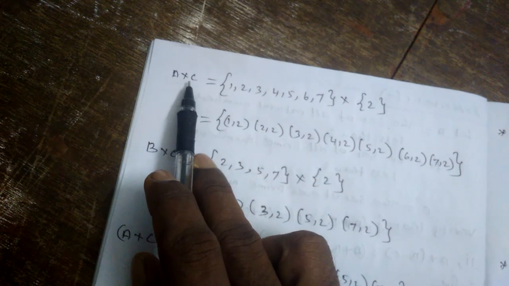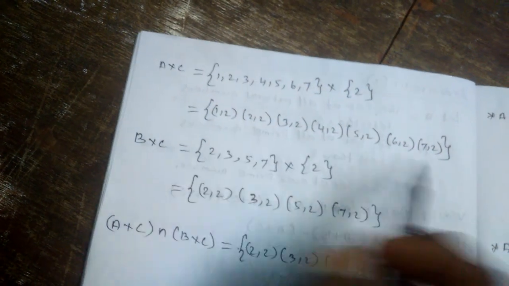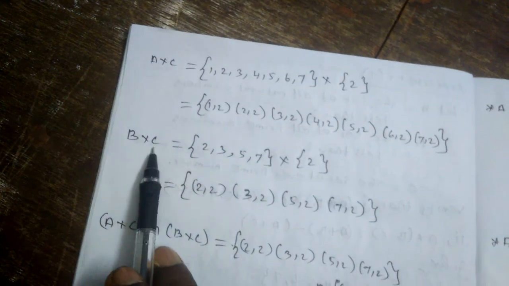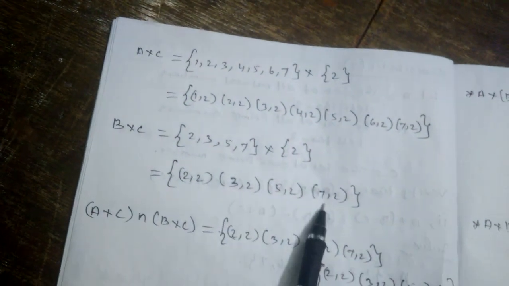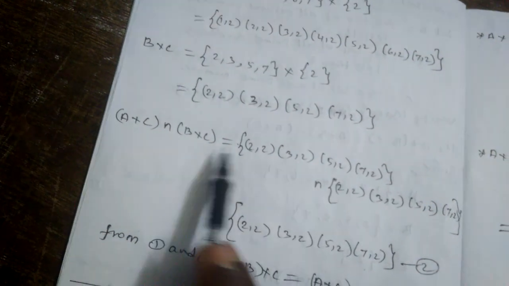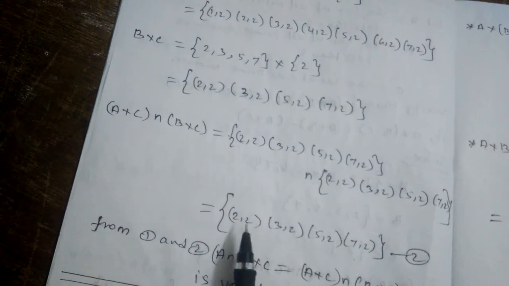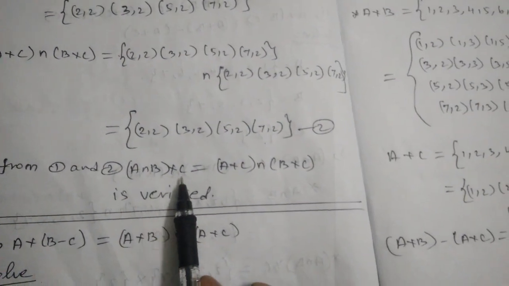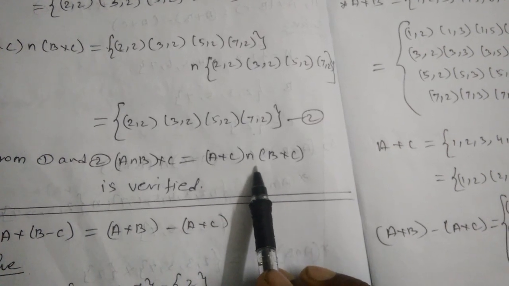Now we find the right-hand side. First we go to A cross C, multiplying using the Cartesian product, same as B cross C. Using the Cartesian product, (A cross C) intersection (B cross C): what are the common elements? (2, 2), (3, 2), (5, 2), (7, 2). That's all. From 1 and 2, (A intersection B) cross C is equal to (A cross C) intersection (B cross C). It is verified.